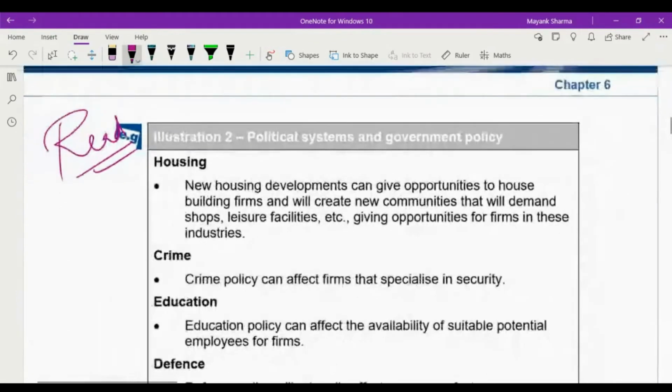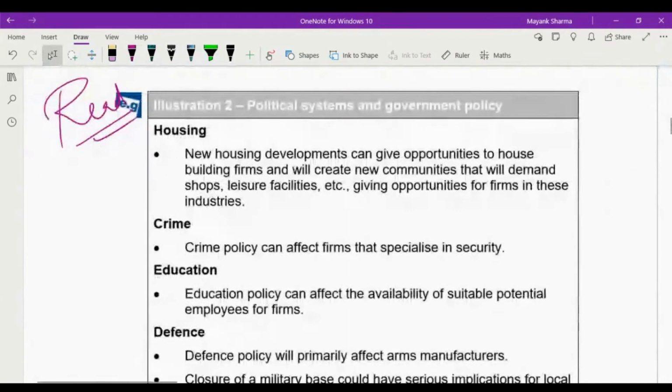Illustration number 2 is political systems and government policy. For example, government policy about housing. If government is promoting affordable housing for all, then there will be interest rate cuts, which will boost the demand for housing. From a business point of view, if you are in construction or real estate, it will be a good sign. New housing developments can give opportunities to house building firms and will create new communities that will demand shops, leisure facilities. So not just housing.